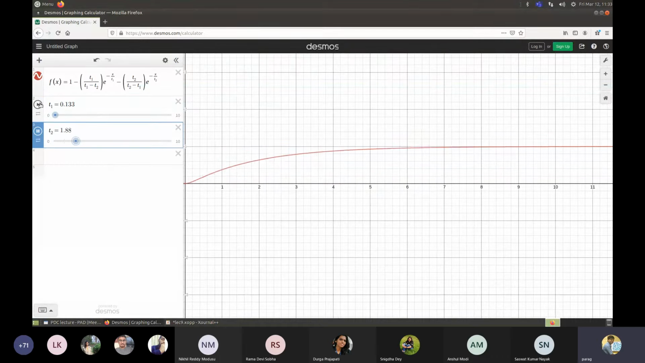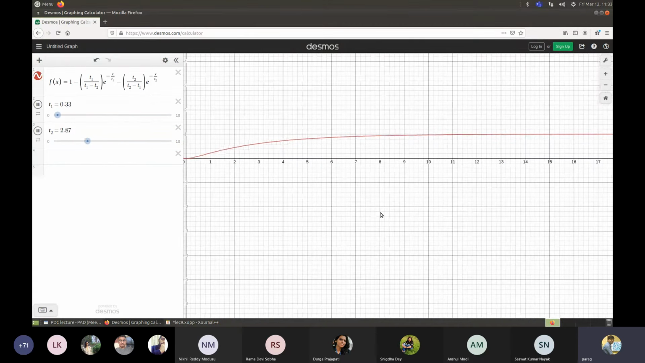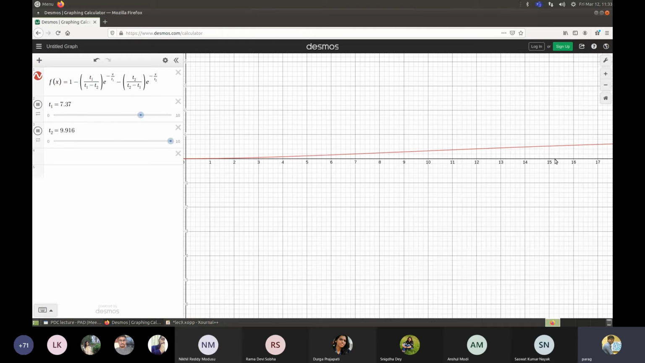Okay, so for every possible combination, it does not matter what combination of tau 1 tau 2 you take, there is never any oscillation in your system. You always see that your system evolves in a monotonous manner. Let me zoom out, and you see here that the system always asymptotically reaches unity value, which is your magnitude of the step function, and you never see any oscillations in your system.